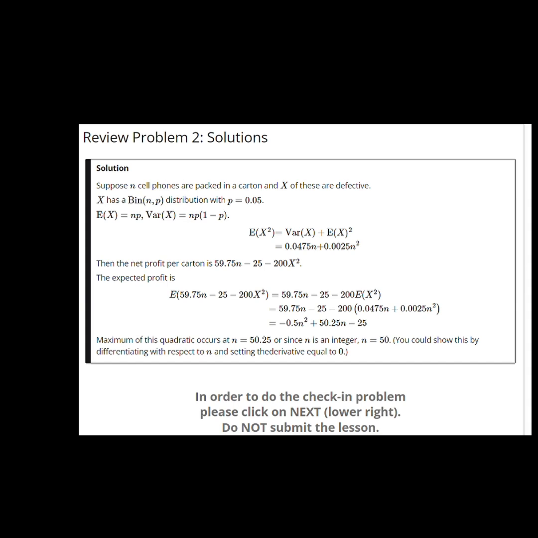However, since we're unable to put a quarter of a cell phone in a package, n is required to be an integer, so we'll choose the value n equals 50, the integer closest to this maximizing value. Of course, as you know, you could check the maximum value by differentiating the quadratic and setting that derivative equal to 0. Setting the derivative equal to 0 and solving generates the value n equals 50.25. In conclusion, in order to maximize profit, cell phones should be packaged in cartons of around 50 phones each.